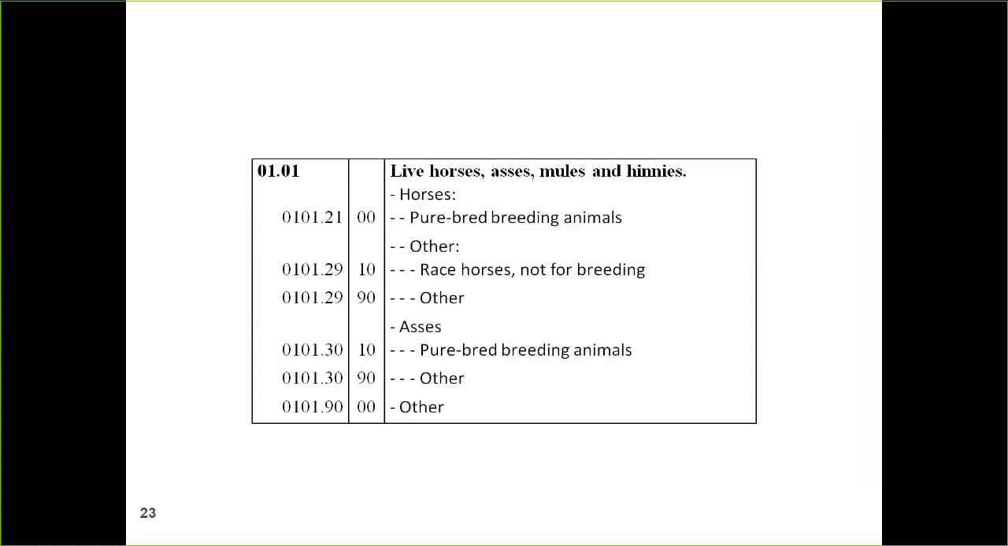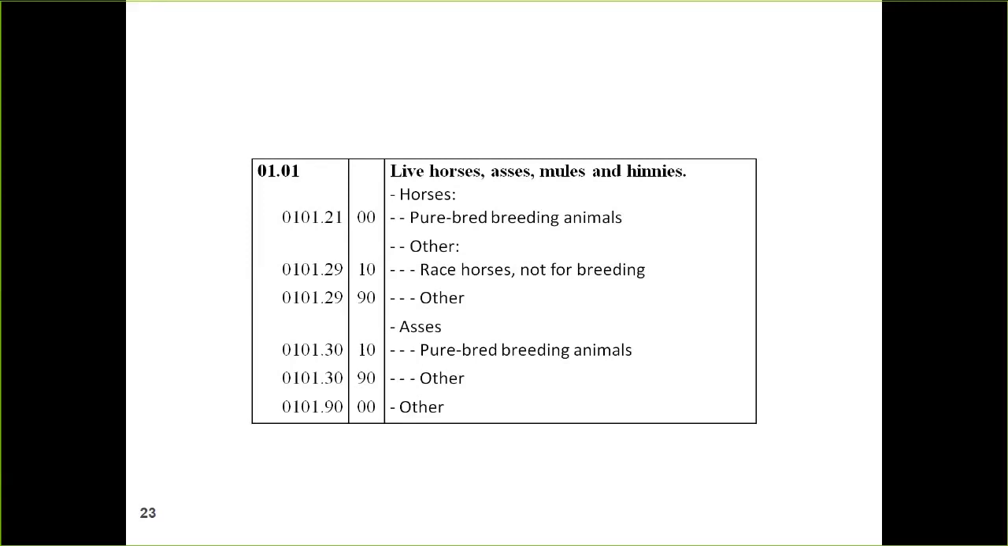This is an example of the classification used by CARICOM. We have horses. Pure 010121 is the first subheading. We have the first double dash subheading, pure breeding animals and other animals. Then we have 01022910. Notice there are three dashes, which tells me that the group other purebred breeding horses is broken down into race horses not for breeding and other horses. In other words, the group of horses which are not purebred in CARICOM is further divided into race horses not for breeding and other horses.